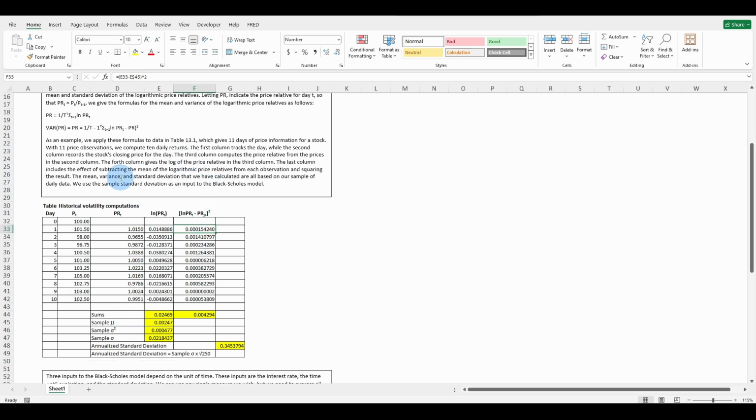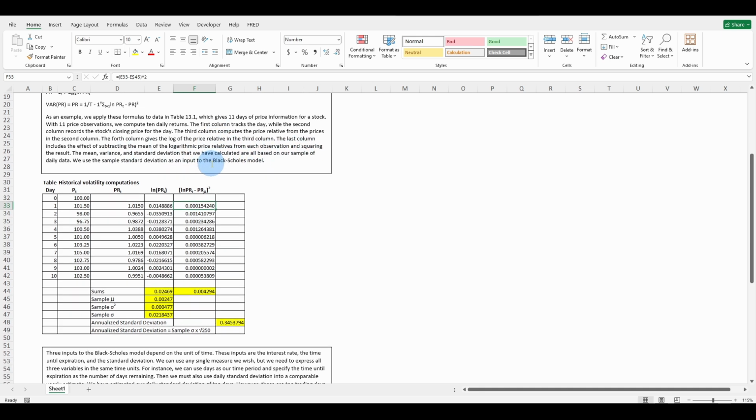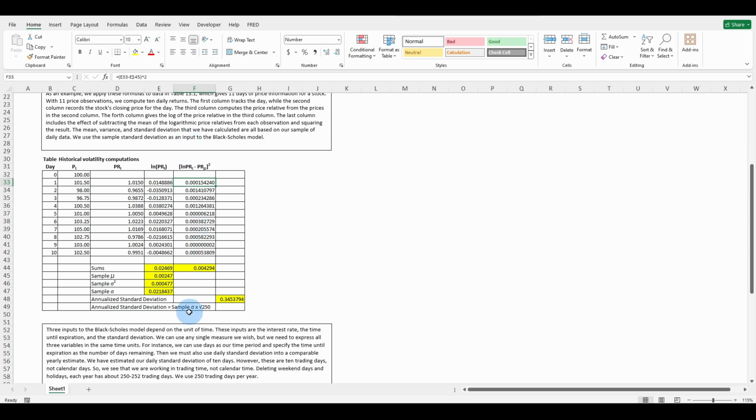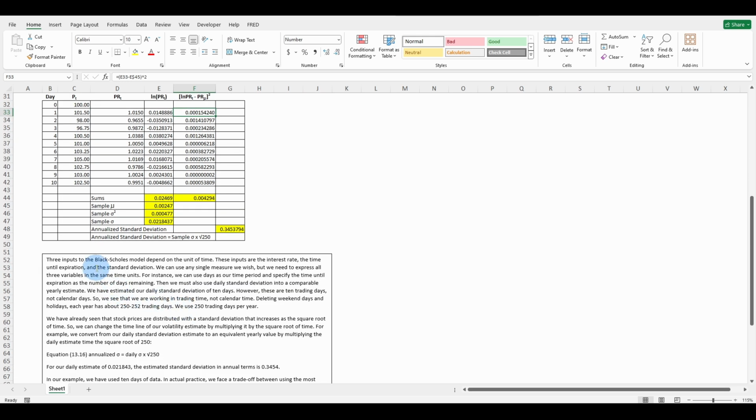The mean, variance, and the standard deviation that we have calculated are all based on our sample of daily data. We use the sample standard deviation as an input to the Black-Scholes model. Three inputs to the Black-Scholes model depend on the unit of time. These inputs are the interest rate, the time until expiration, and the standard deviation.